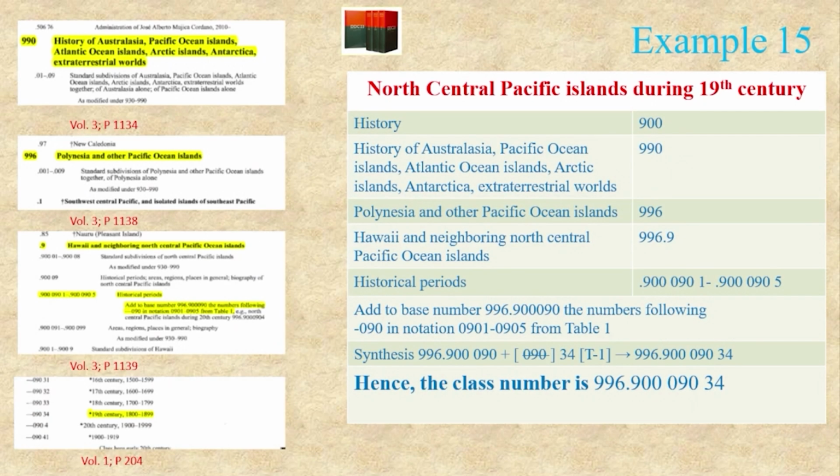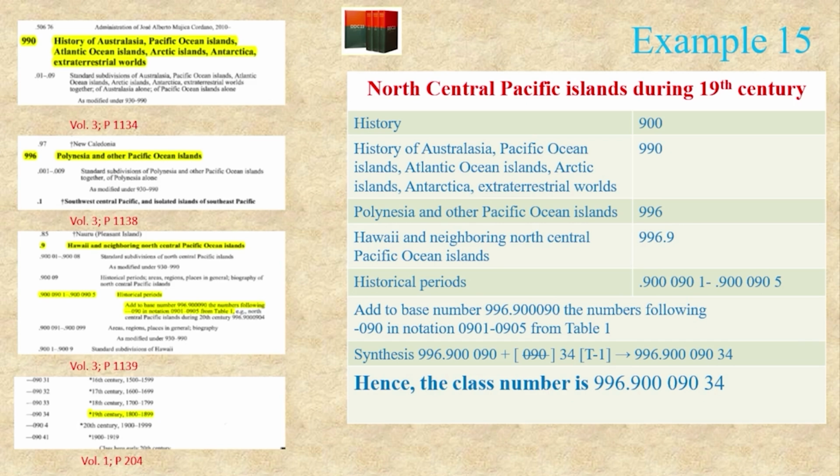There is the last example of this class, that is in lesson 2, North Central Pacific Island during 19th century. And this example has been taken to understand the class 990. Identify key elements, that is geographic location, North Central Pacific Islands, then time period 19th century. So you have to determine the main class. General history falls under 900. History of Australia, Pacific Ocean Island, Atlantic Ocean Island, Arctic Island, Antarctica and extraterrestrial worlds will come under 990. Polynesia and other Pacific Ocean Island, that is 996. Hawaii and neighboring North Central Pacific Ocean Island 996.9.